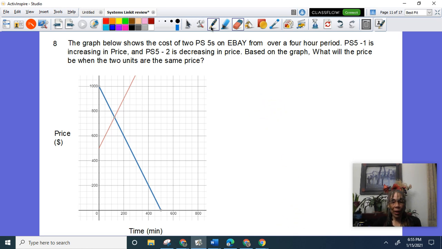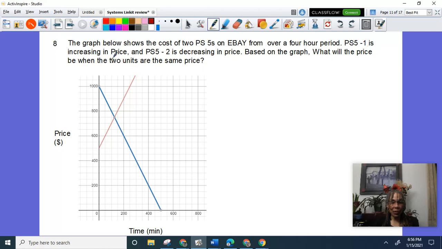Okay, here's a couple of word problems for systems. Let's go. The graph below shows the cost of two PS5s on eBay over a 4-hour period. So you've got time, that's 4 hours, and there's price. You always check your axes to see what's going on.